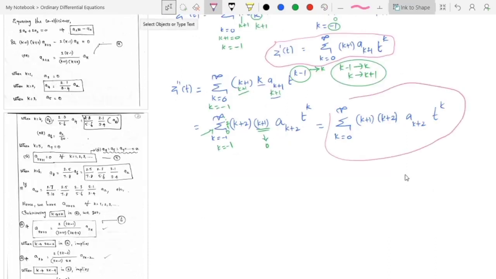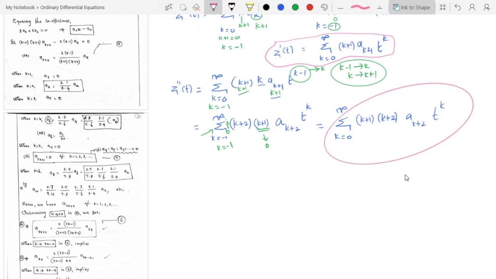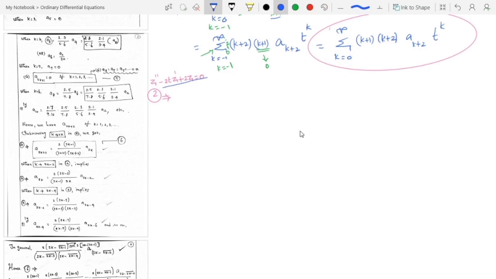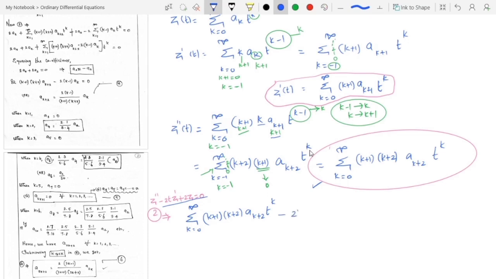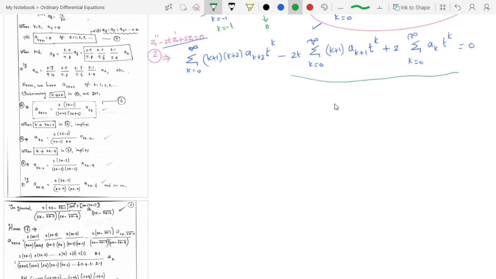Substituting z dash and z double dash in equation 2, we get z double dash is summation k varies from 0 to infinity, (k plus 1)(k plus 2) a_(k+2) t power k, minus 2t z dash replaced by summation k varies from 0 to infinity, (k plus 1) a suffix k plus 1, t power k, plus 2 into z value, summation k varies from 0 to infinity, a suffix k into t power k, that is equal to 0. Consider the last two terms separately.